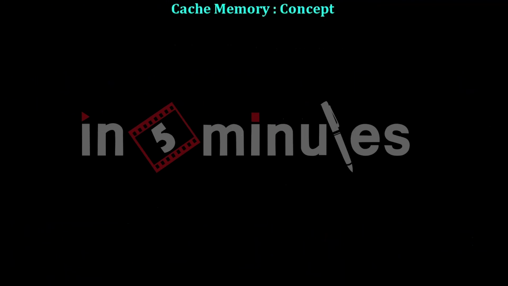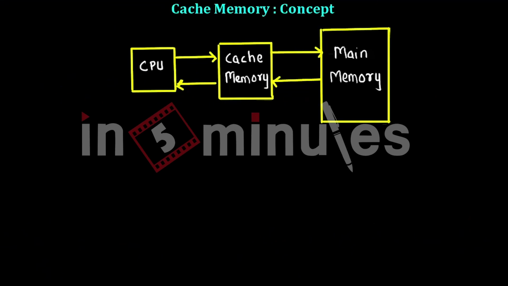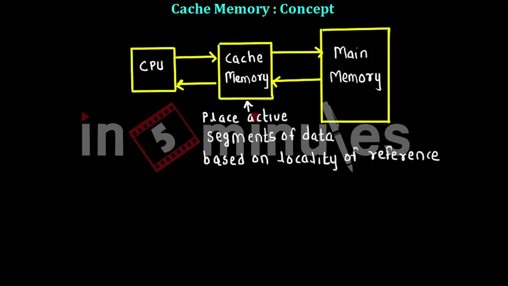So let's quickly summarize the concepts we just saw. We saw the cache memory present as intermediate between the CPU and the main memory. Now the function of the cache memory is to place the active segments of data in it based on the locality of reference from the main memory. So whichever the active parts of the data are present, they are going to be placed in cache memory so that the CPU can access them much faster.